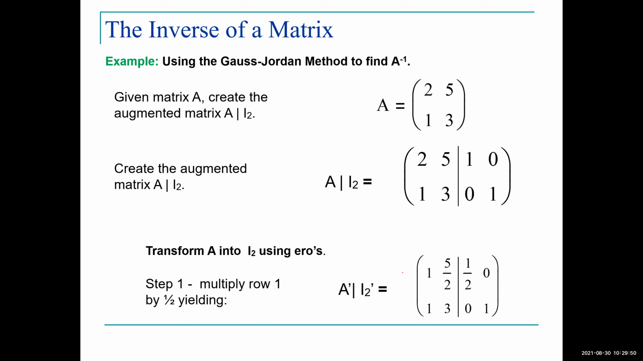So transform A into the identity matrix using the elementary row operations. On the next steps, that's what we are doing. We're making this the identity matrix. And as we transform the left-hand side of the matrix into the identity matrix, we are also transforming this side.